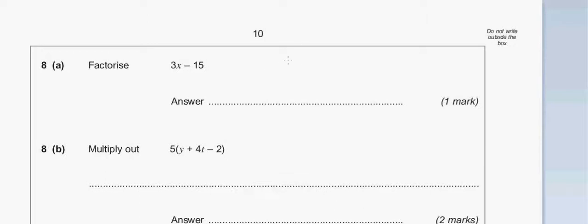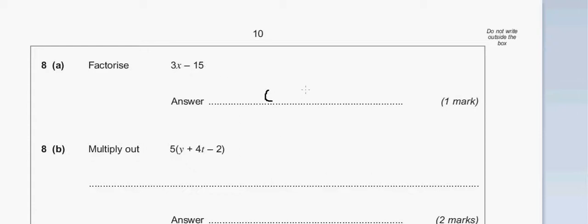Okay, so question number 8a. Factorise 3x minus 15. Very simple. X but no x, so I can't pull x out. And remember, factorise means put into brackets.